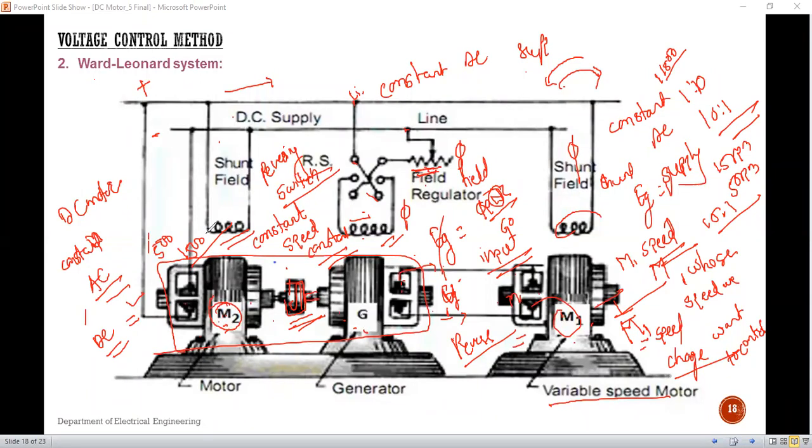Okay, so this one is the advantage. We are achieving the speed control by this method in either direction, both directions. Okay, so this is related to the Ward-Leonard system. This is nothing but the Ward-Leonard system. We will see some of the advantages and disadvantages of that.